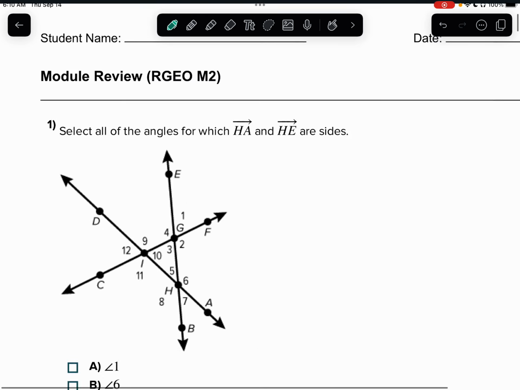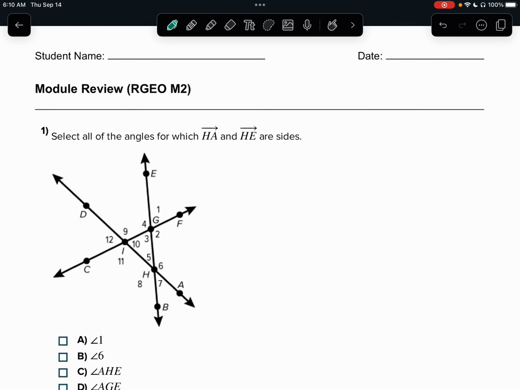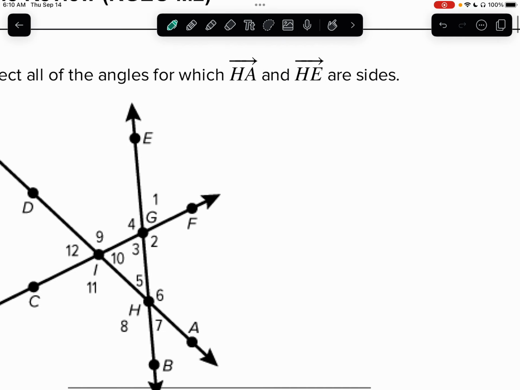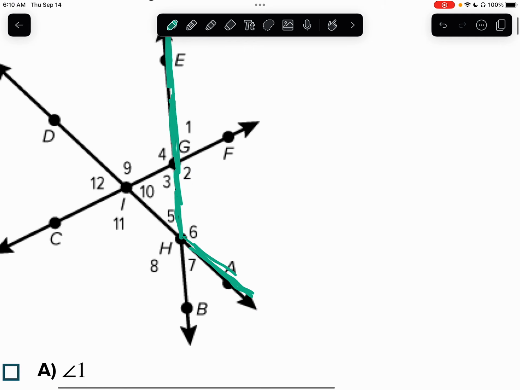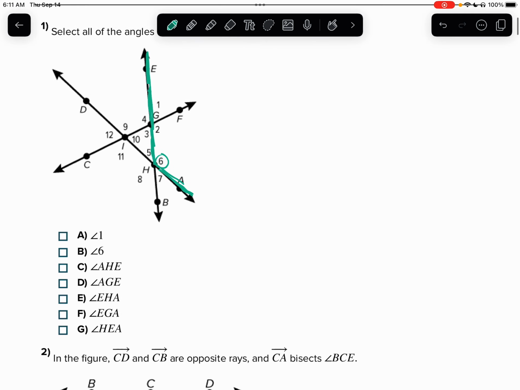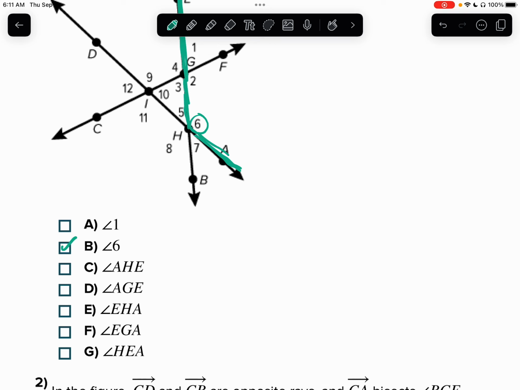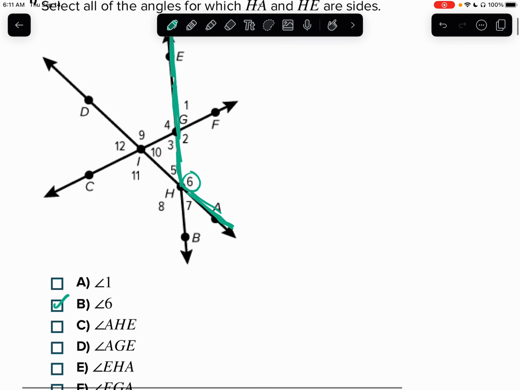But anyways, here's problem 1. Select all the angles for which HA and HE are sides. So here's ray HA, here's ray HE. It goes from H out to E, H out to A. And we can see that that forms this angle 6 right here. So we know that 6 is correct. So that would be B.